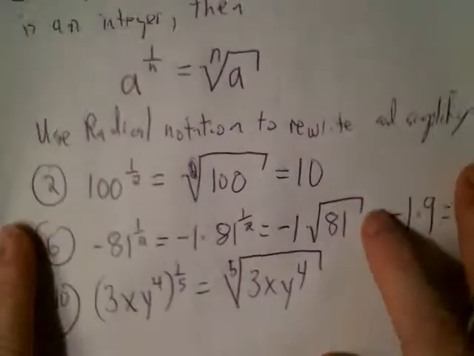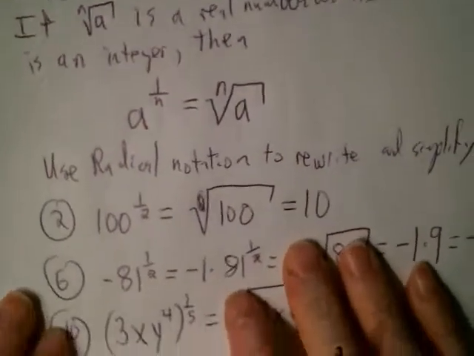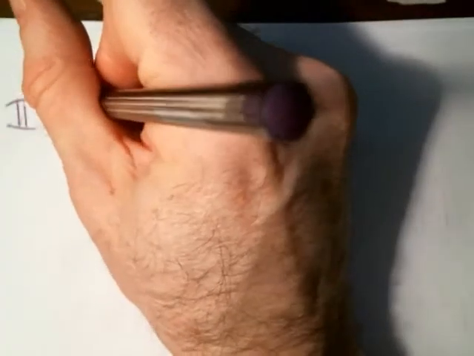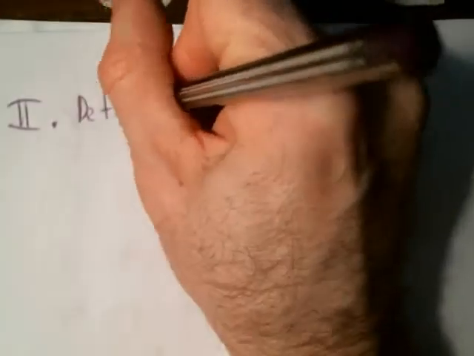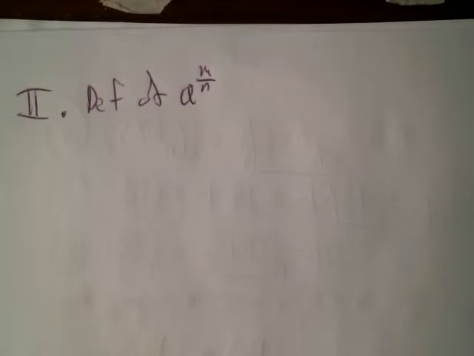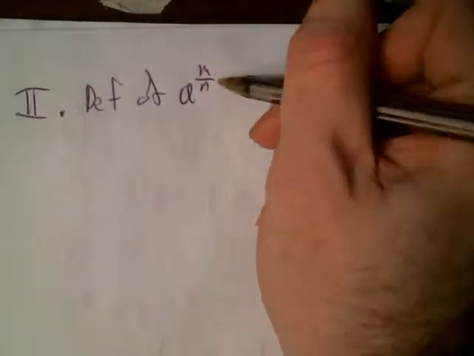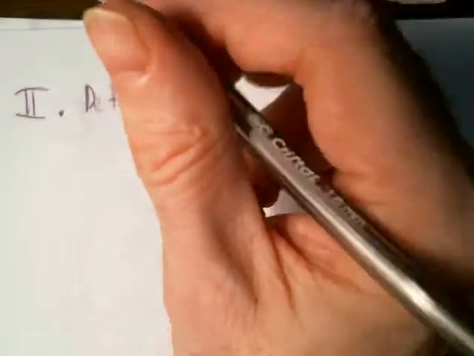In the beginning, you're just dealing with a 1 in the numerator, and then we change that, right? We want to deal with all rational numbers. So in section 2, we look at that phenomenon: the definition of a to the m over n. So m as in machine, and n as in nanofiber. M over n.